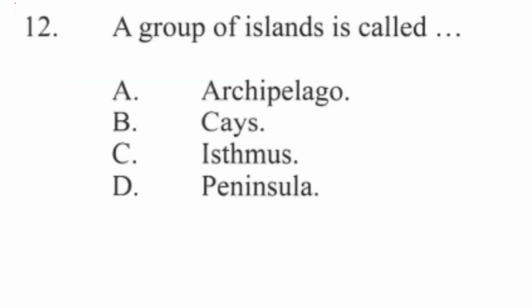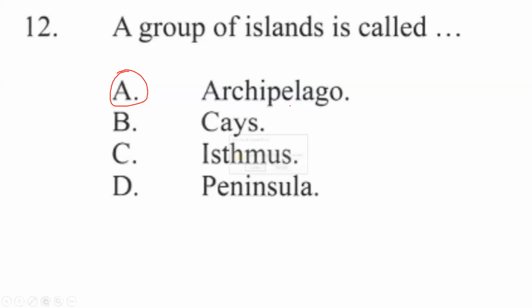What is a group of islands? Oh, come on. B? Wait, no, it's A. It's A, archipelago. Thank you. You live in an archipelago, sweetie? I was confused. It's archipelago. In the Bahamas, an archipelago?